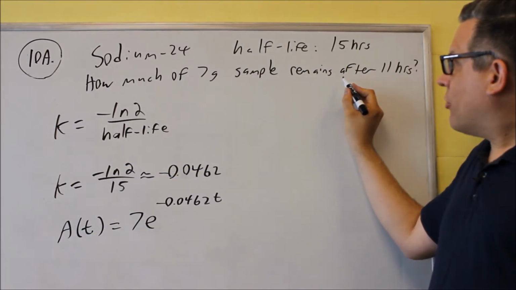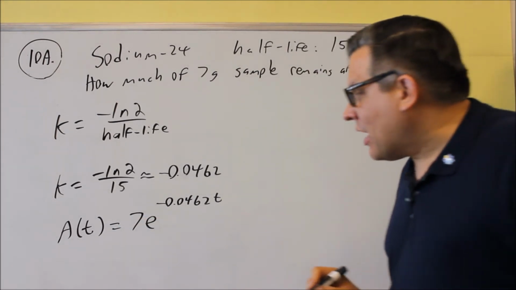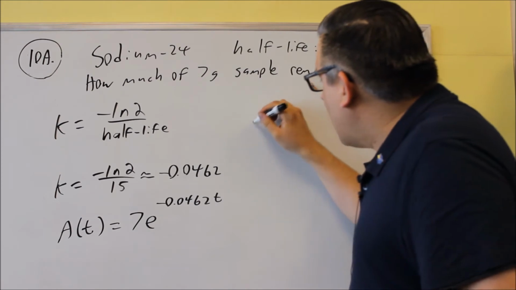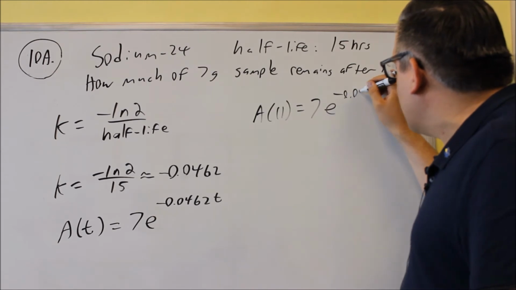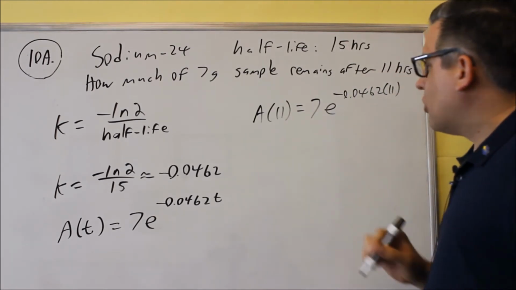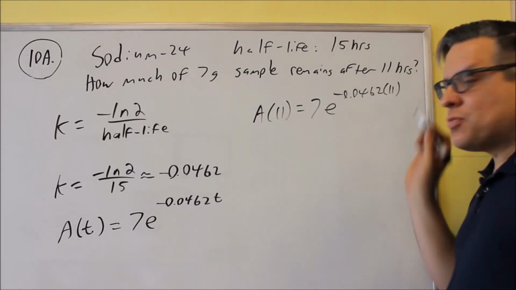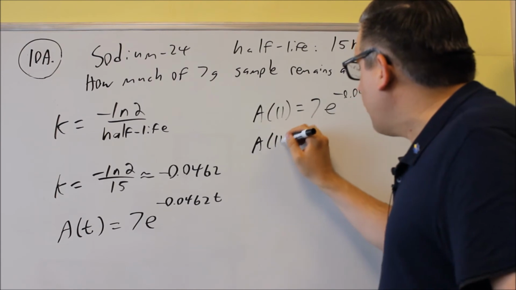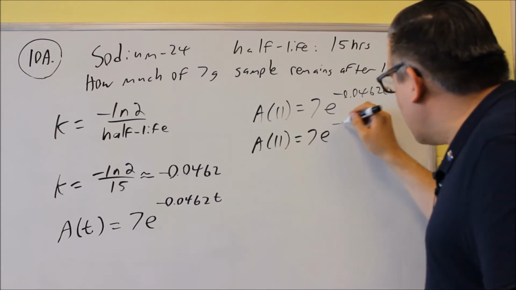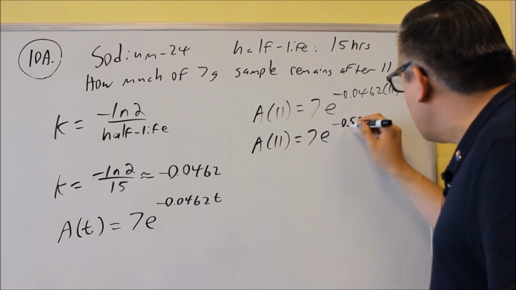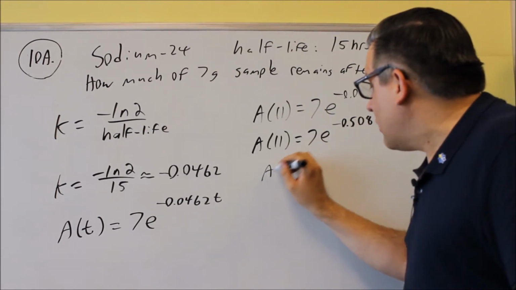It says how much of the sample remains after 11 hours, so we put 11 in for the time. A of 11 equals 7e to the negative 0.0462 times 11. We're putting 11 in for T. We can do the exponent part first. Multiplying that exponent, we get negative 0.5082. Then we can put the final expression into a calculator to get the answer.